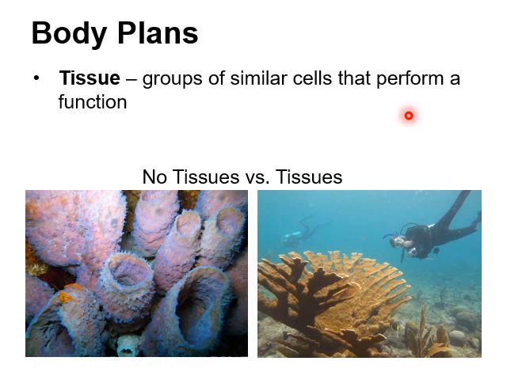So tissues are a really important part of the lives of certain animals. There are some animals that don't have tissues, such as this vase sponge over here. And then there are some animals that do have tissues, such as this coral over here, or my wife over here. So corals and wives, or humans in general, we have tissues, whereas things like sponges do not have tissues.